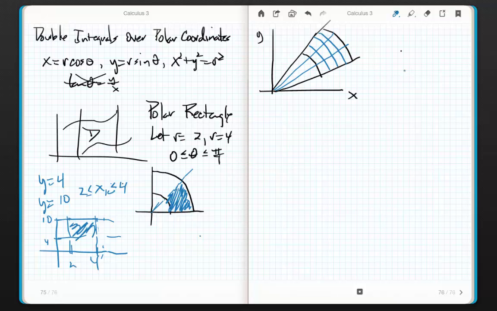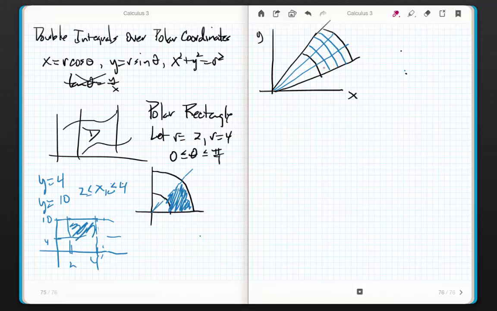Now, what did I just do? I just built the polar equivalent of a checkerboard, didn't I? If this is defined as a polar rectangle and this is defined as a polar rectangle, then this is basically a checkerboard. Now, why do I need a checkerboard?